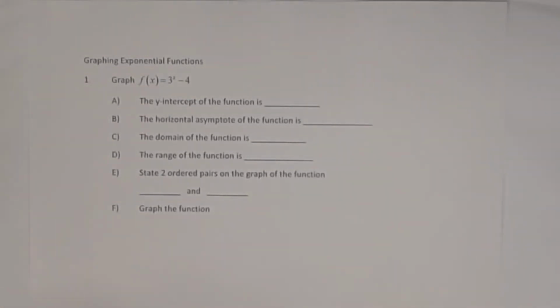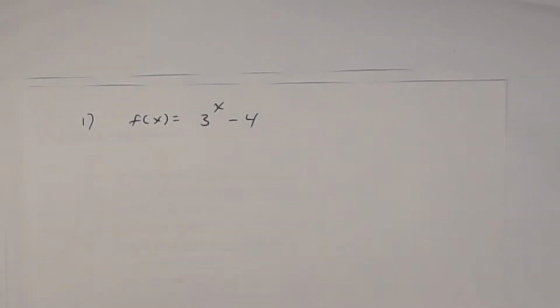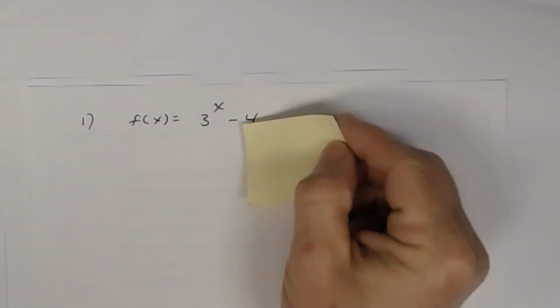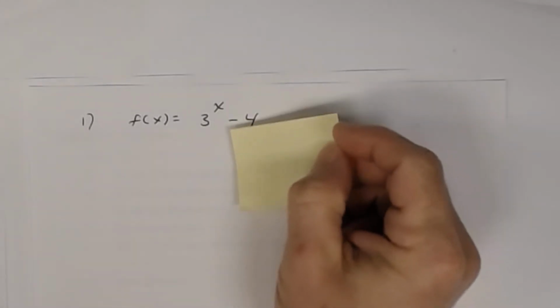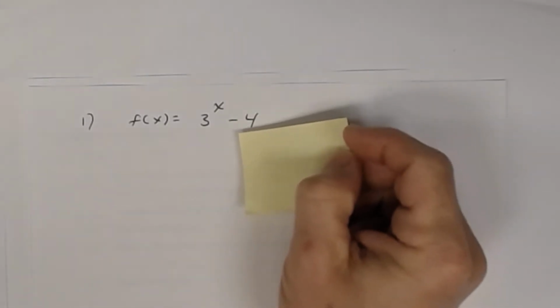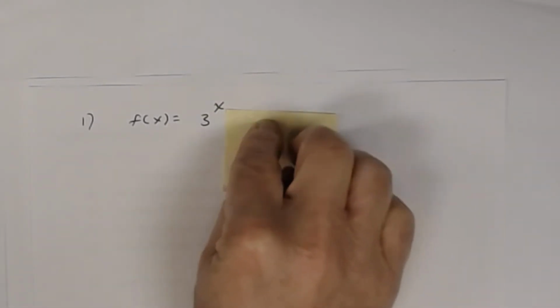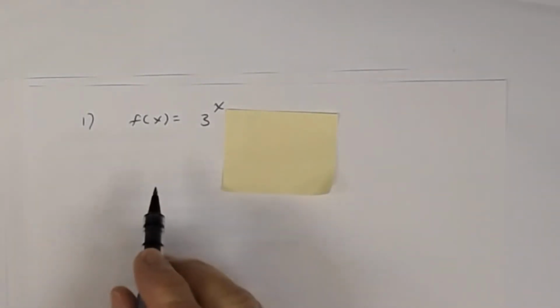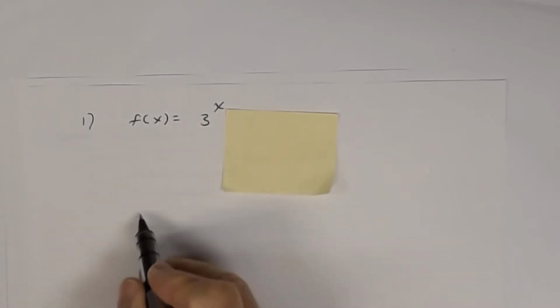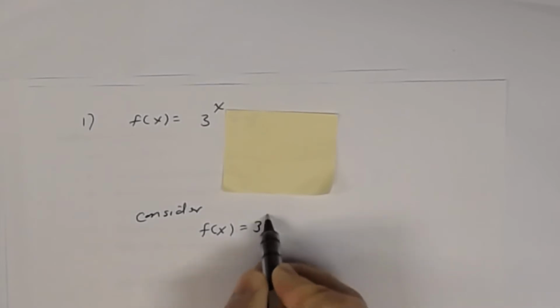Now, if we look at number one, we have 3 to the x minus 4. And so remember, when we first started talking about exponential functions, we talked about, well, what does that negative 4 do to the graph? What does that negative 4 mean? What characteristic of the graph is this negative 4? Well, what I want to do is remind you about this. If this negative 4 wasn't there and all you had was 3 to the x, let's talk about that for a moment. So let's consider f of x equals 3 to the x.